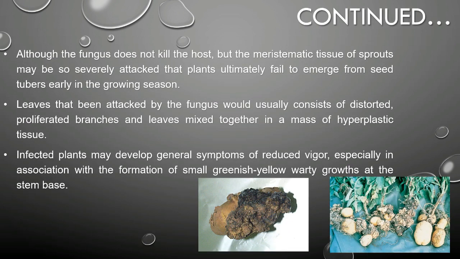Although the fungus does not kill the host, the meristematic tissue of sprouts may be so severely attacked that the plant ultimately fails to emerge from seed tubers early in the growing season, which will directly affect plant growth. Infected plants may also develop general symptoms of reduced vigor, especially in association with the formation of small greenish-yellow warty growth at the stem base due to the nutrient competition between the fungus and the plant.